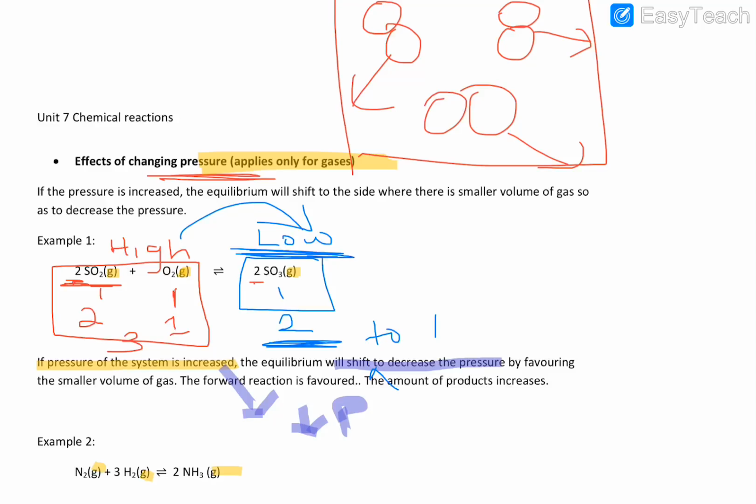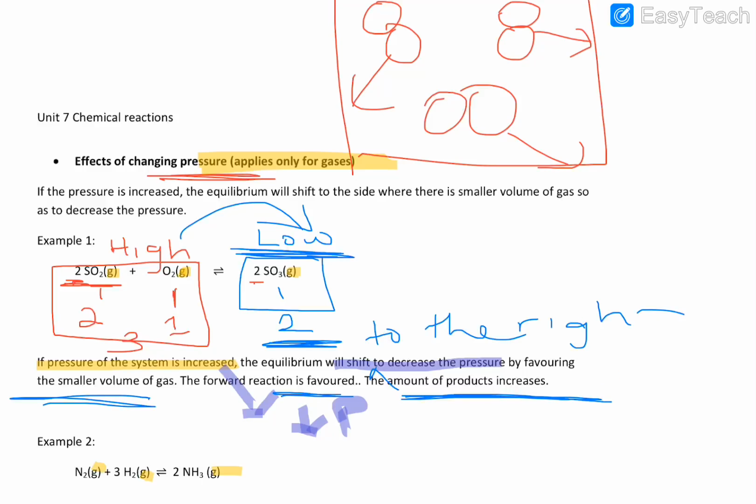It will shift to the right to decrease the pressure by favoring smaller volume of gas. The forward reaction is favored, hence amount of product increases. So yield is going to increase.